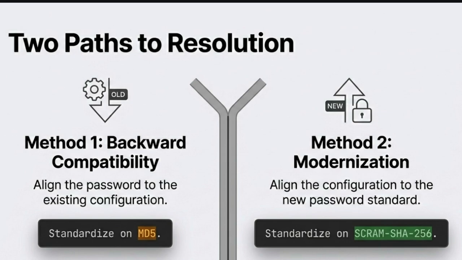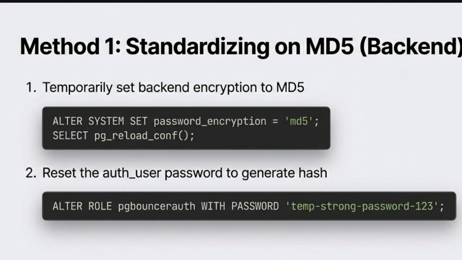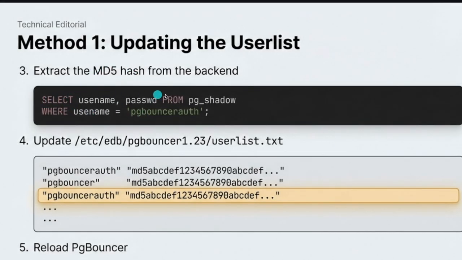So what is the solution to fix this issue? Just change the password encryption using ALTER SYSTEM SET password_encryption to MD5. Once you're done, you have to reload the cluster, because this parameter requires a reload. Once that is done, you have to reset the pgbouncer. After that, you need to extract the MD5, because we are going to update the user's MD5 in the user list.